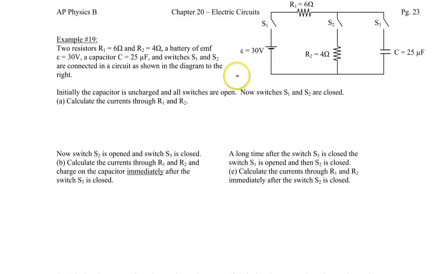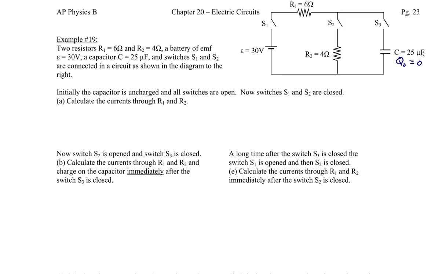Okay, welcome to example number 19. We have an RC circuit with two resistors, R1 and R2, three switches, a battery, and a capacitor. And we're asked to do several things here. First thing is the capacitor is assumed to be uncharged. So right now, uncharged means that there is no charge on the capacitor. So Q would be 0 here initially.